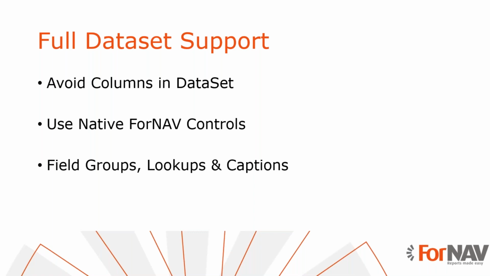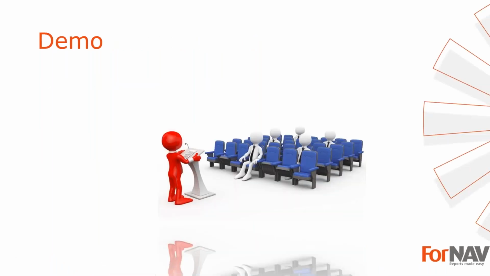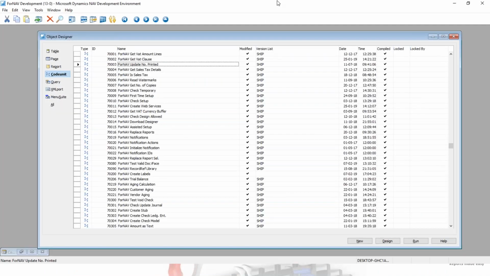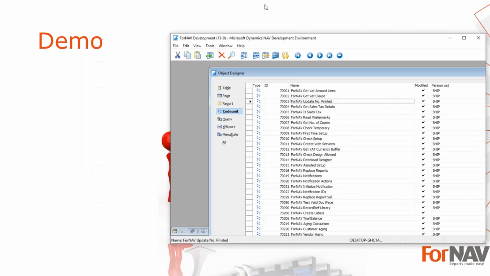And we also have native address formatting that avoids having to use C/AL coding and declaring global variables. And lastly, we also have the field lookups and we have the field captions that we automatically bring into the product. So enough PowerPoint for now. Let's go into the product and I'll show you where you can find all of this good stuff.